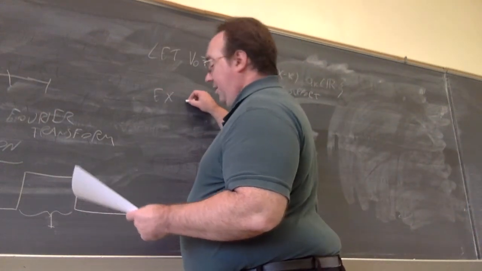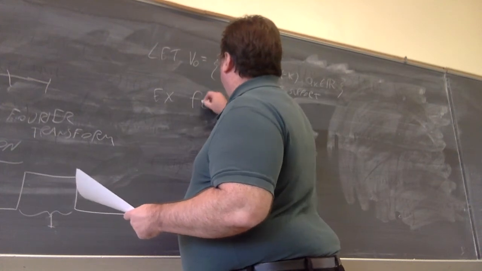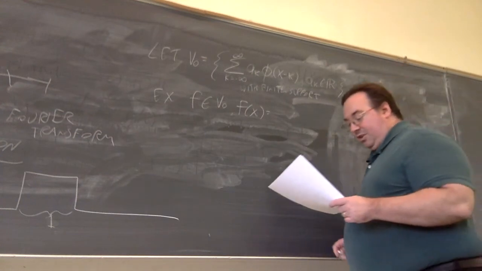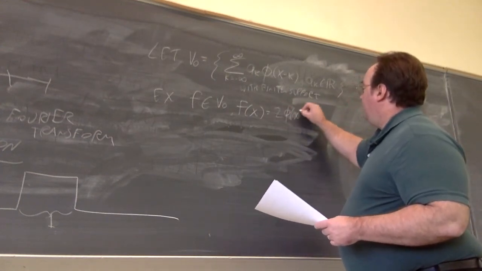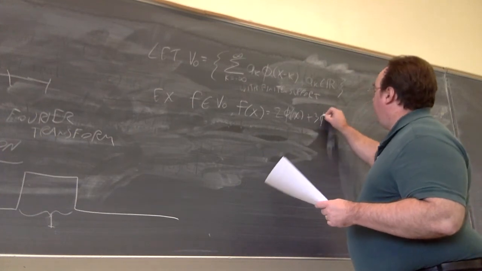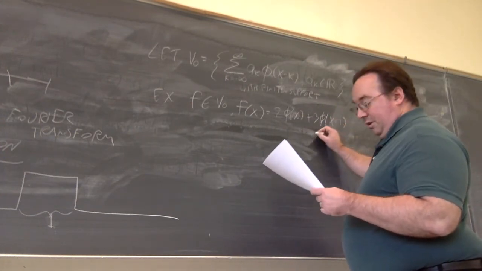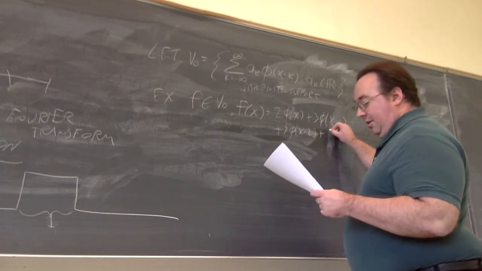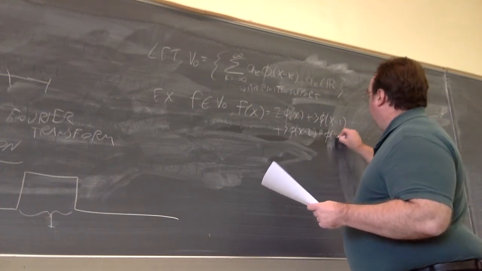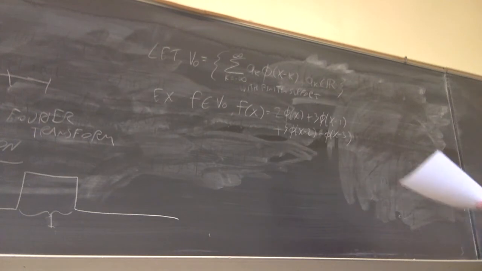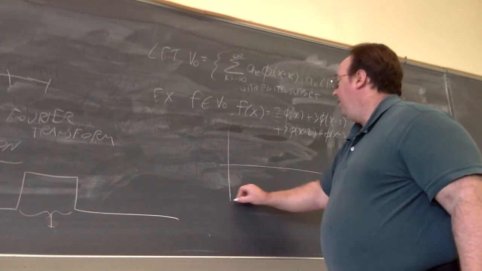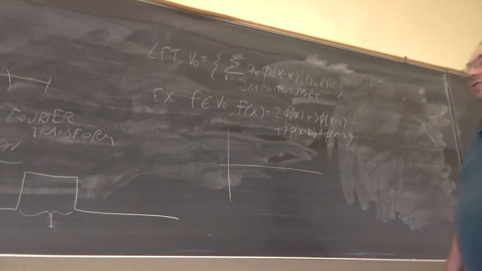As an example, find a function f in V0 in terms of these shifted phi functions. So 2 phi of x plus 3 phi of x minus 1 plus 3 phi of x minus 2 plus or minus 5 phi of x minus 3. So this is a piecewise constant function, and the function values are basically given away by the coefficients.